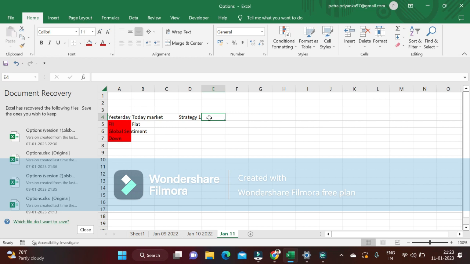Okay, this strategy name is bullish pin bar reversal.